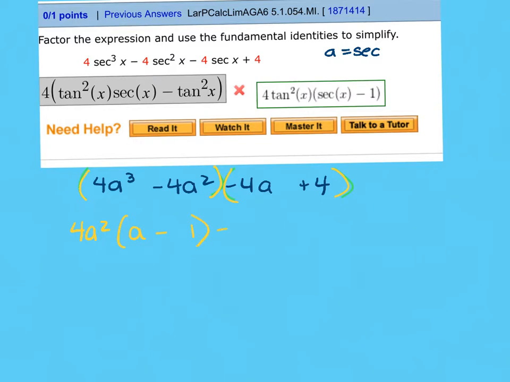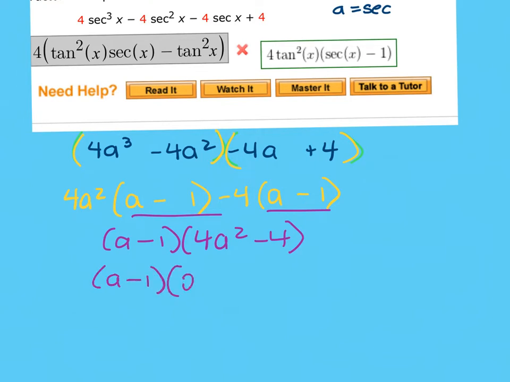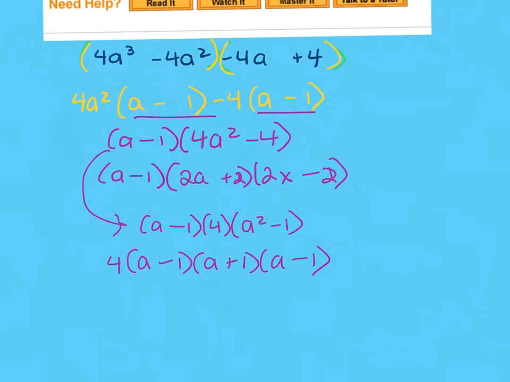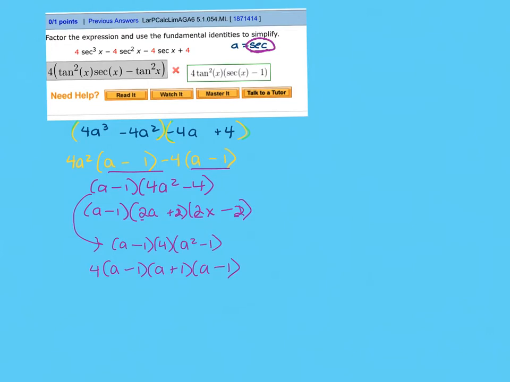From the right set of parentheses, I could take out a negative 4, and I'd get a minus 1. Then the minus 1s are the same. That's going to come out 4a squared minus 4. And I could factor that even further. I could say a minus 1, and then 2a plus 1 to a minus 1. No, minus 2. Okay? Or I could have taken out the 4 from there. So I could have said a minus 1 times 4 times a squared minus 1. And that's still a minus 1, 4, a plus 1, a minus 1. Either way, you could take out the 2, or you could take out the 2 twice, or take out the 4. So because a was secant, this becomes 4 secant x minus 1, secant x plus 1, secant x minus 1.